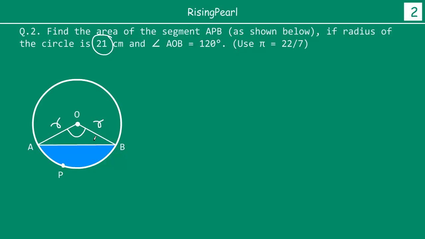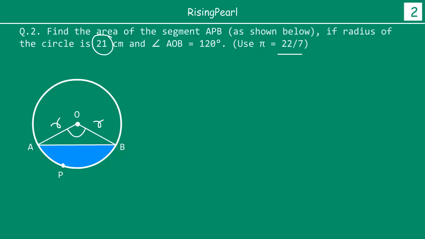Now, the question is saying we should use pi equals 22 by 7 instead of 3.14. So we are going to go with whatever is given over here for the value of pi. And like I have mentioned throughout this series, whenever the value of pi is not given, we are going to default to 22 by 7. Unless it has been told to use 3.14, we are going to use 22 by 7.